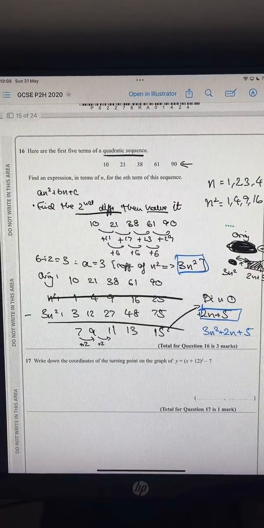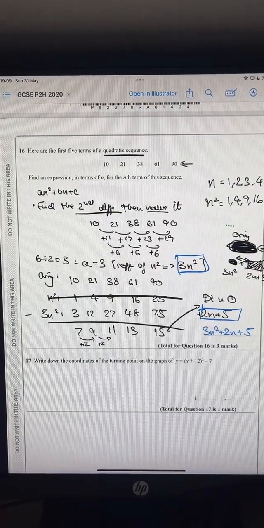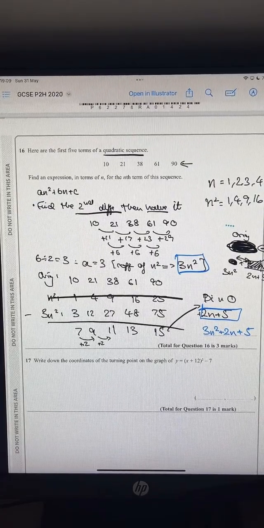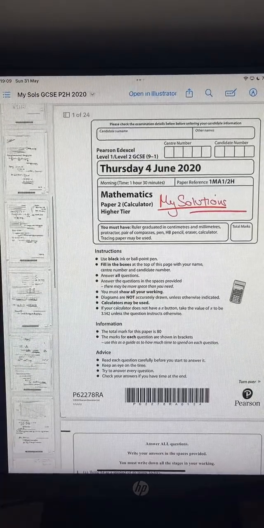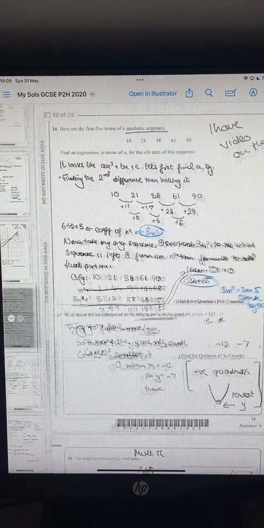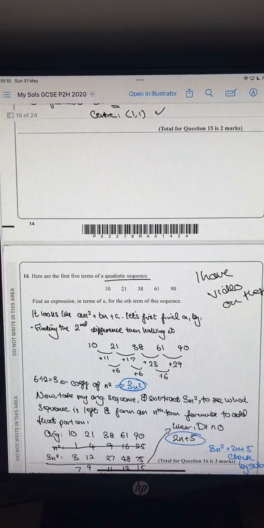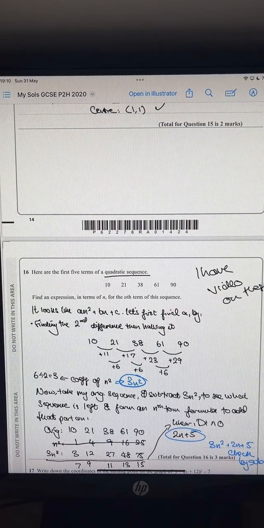Okie dokie. So I will go through the steps one more time, but this live is recorded and I will post it as soon as possible. This is the 2020 Paper 2 Higher Edexcel maths paper, calculator. So when you get a quadratic sequence question, you need to find the second difference and then halve it. Let me just pull up my solutions. I wrote more words on that. So, here you go. I have a video on these, so check that out as well afterwards. So you find the second difference and then halve it. The second difference is 6, halved it is 3n squared.